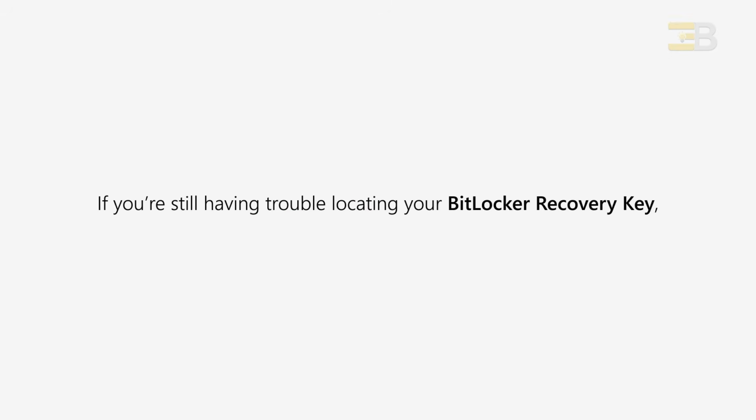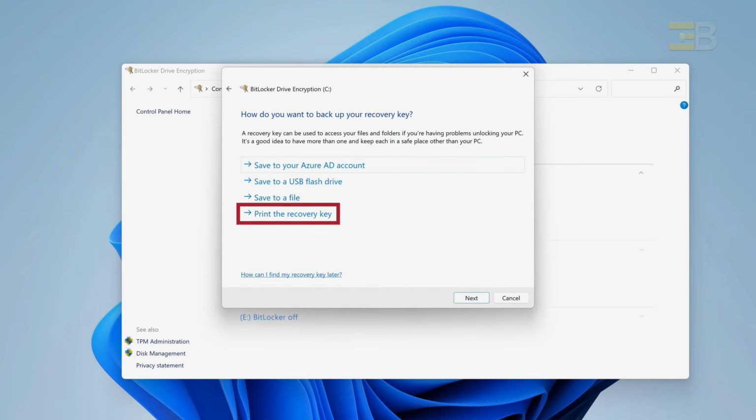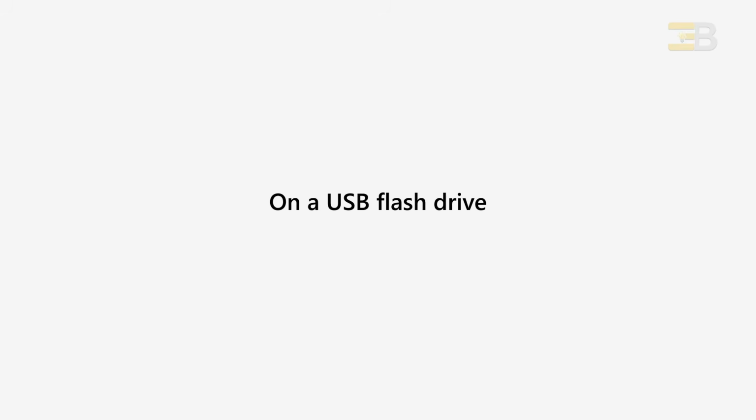If you're still having trouble locating your BitLocker recovery key, here are a few other places you can check. On a printout you saved. You might have printed your recovery key on a piece of paper or saved it as a PDF file when you first activated BitLocker.